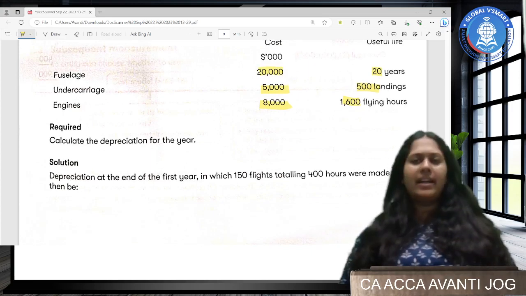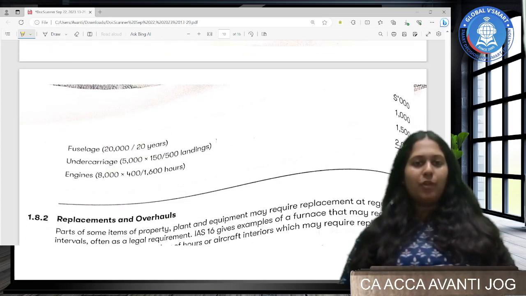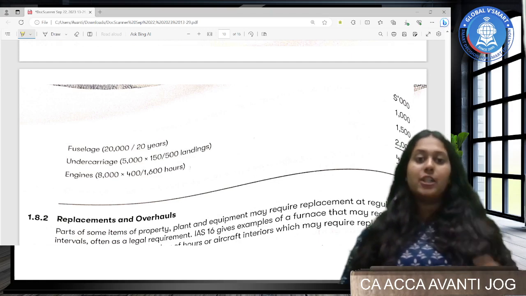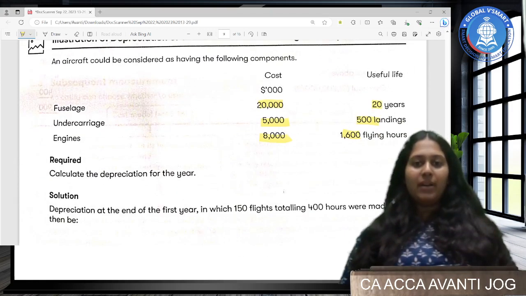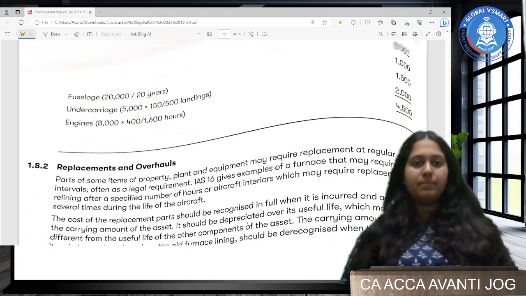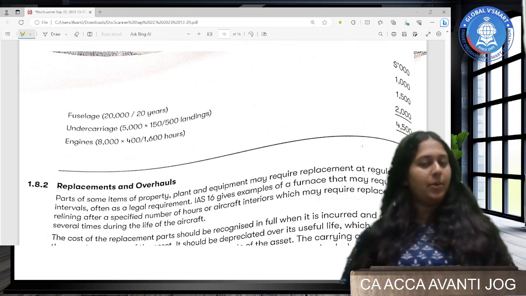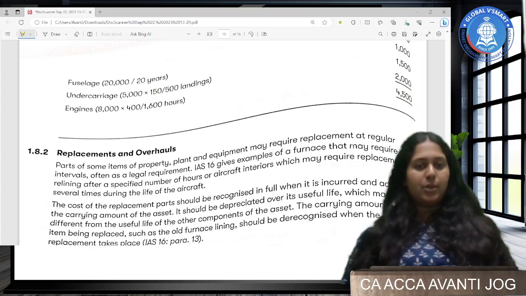Very simple, you calculate depreciation separately. So for fuselage, you do 20,000 divided by 20 years. Undercarriage, 5,000. Is saal mein 150 hua hai, so into 150 divided by total of 500, right? And engines, 8,000 into is saal mein 400 hours divided by 1,600 total. So you simply do it individually.